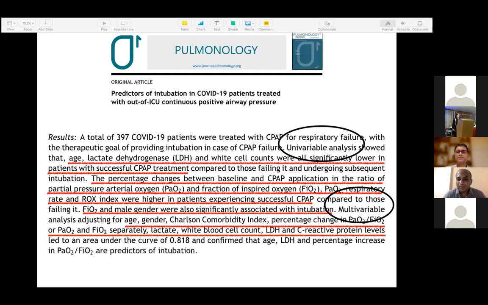The percentage change between the baseline and CPAP application in the ratio of partial oxygen saturation and oxygen delivery, that is the PO2 ratio, what is the final PO2, respiratory rates, and also we can use the ROX index in this subgroup of patients. That also indicates the chances of CPAP failure. High FiO2 and male gender have shown significant NIV failure and need for intubation. And age, gender, Charlson comorbidity index, which indicates the severity of the disease, and high lactate, WBC count, LDH, high CRP, even in a multivariate analysis, have shown a high chance of NIV failure.